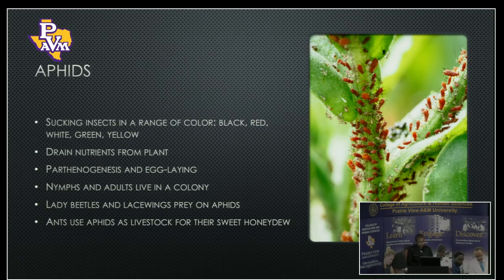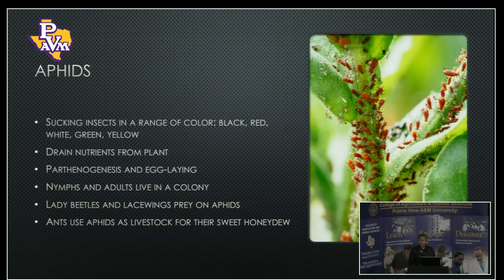Of course, we know that lady beetles love feeding on aphids, both the adults and the larval stage of lady beetles, and also lacewings. There are actually several species of beneficial insects that will feed on aphids, but lady beetles and lacewings are the main ones.